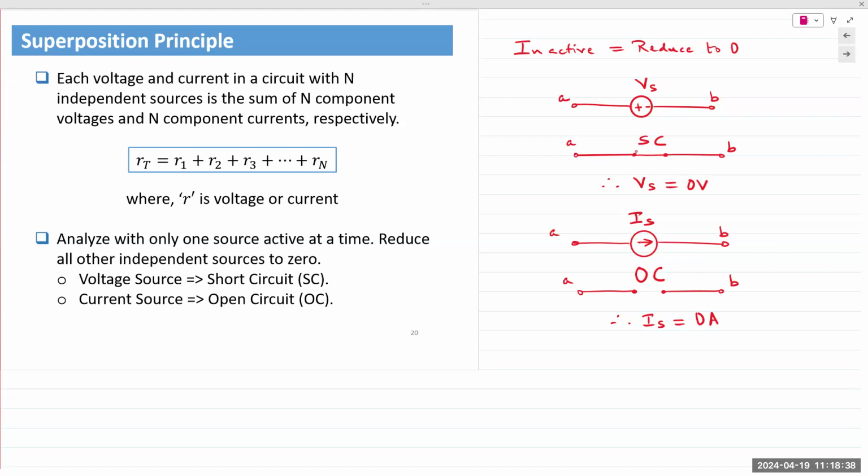So a voltage source is replaced with a short circuit wire. A current source is simply removed from the circuit, leaving an open circuit, no pathway for the current to flow through. All right, questions?